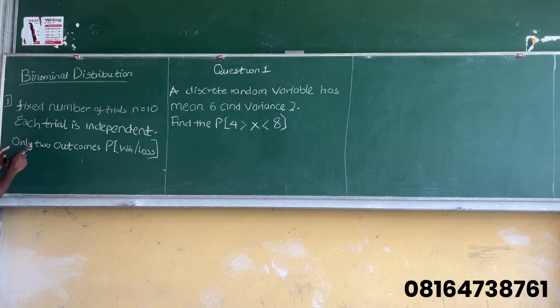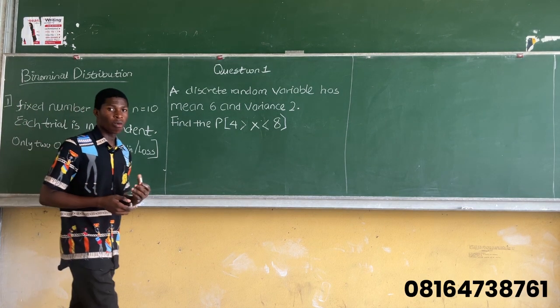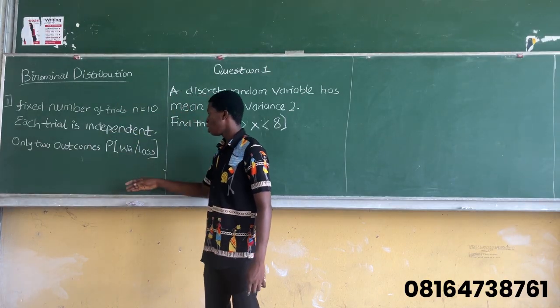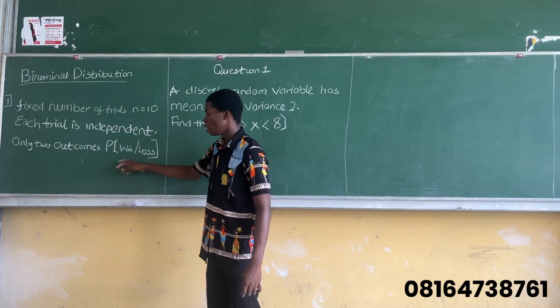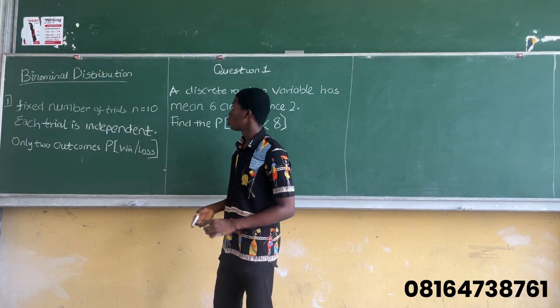And a binomial distribution question has only two outcomes. The outcome of a binomial distribution should have only two outcomes. It's either the probability of you succeeding or the probability of you not succeeding. So it's either you win or you lose.